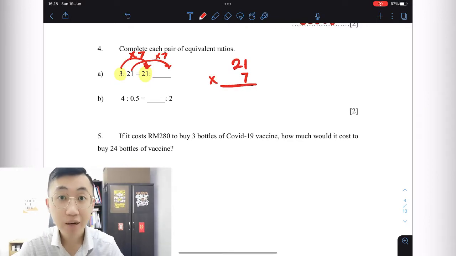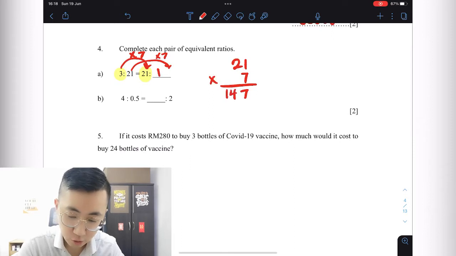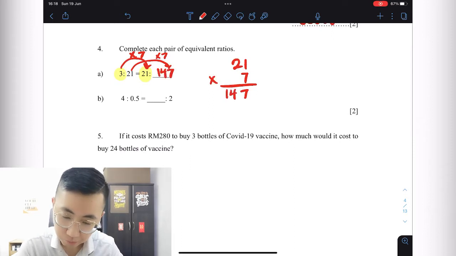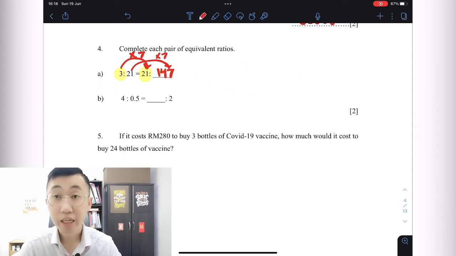Okay, so let us do that. Here will become 7. 2 times 7 will become 14. So I know this is 147. Alright, there you go. So not enough space, yeah. I need to erase this. Let's do question 4b, okay?